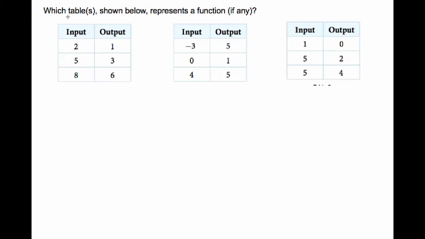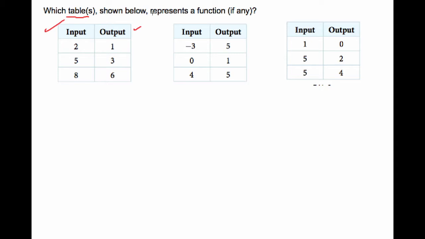Which table or tables shown below represent a function, if any? Now, when we're given a table of input and output values, we want to check to see if each of the input values is paired with only one output value. If so, this table of inputs and outputs represents a function. And if not, well, the table does not represent a function.